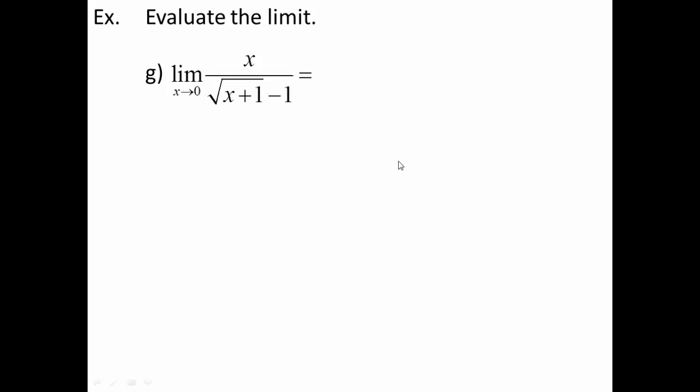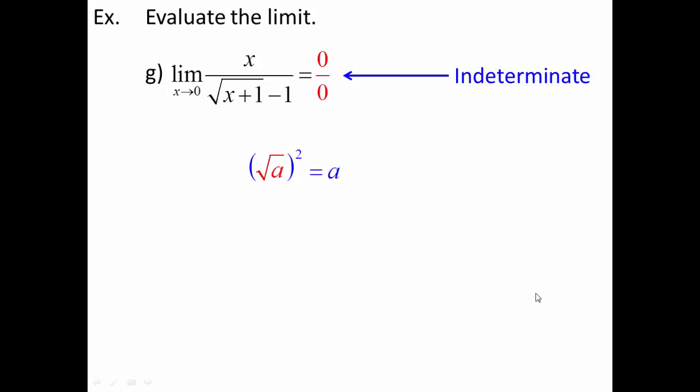As always, direct substitution is our first step. Plug in 0, I get 0 over 0, indeterminate. No big surprise here. But the key to dealing with limits involving radicals is remembering a basic property of radicals, and it's not the fact that squaring a radical gets rid of the radical. All right? I know that if I take the square root of a and square it, then the radical goes away and I get a as my answer.